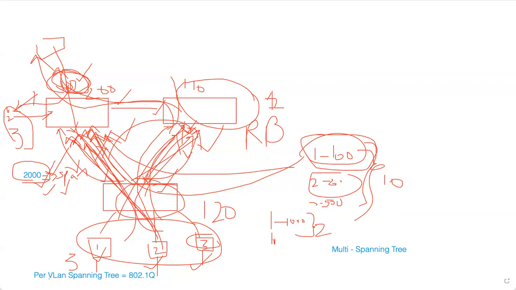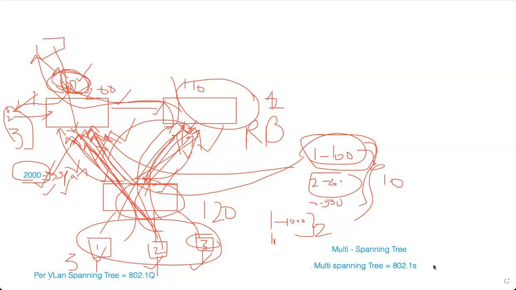Clear, guys? Is that clear? So the standard of this one is multi-spanning tree. It is 802.1s.